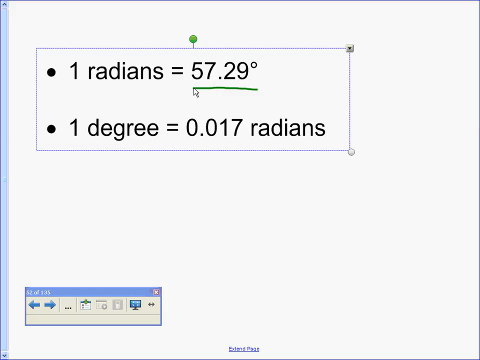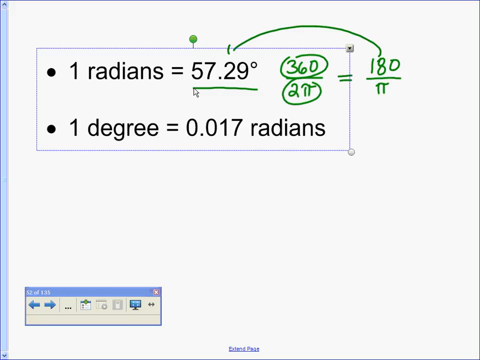So we know that there are 360 degrees in a circle, and we know that there are 2 pi radians within a circle. If we take the 360 degrees and divide it by the 2 pi, we would get 180 over pi. We simplify that, which is going to simplify to, as a decimal, about 57.29 degrees. That's when we want to know how many degrees there are in 1 radian.